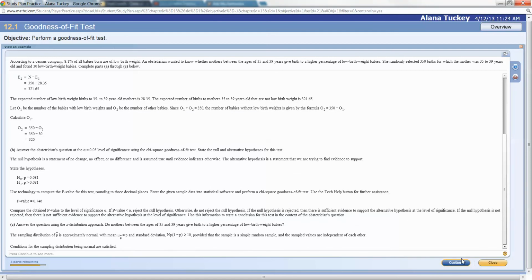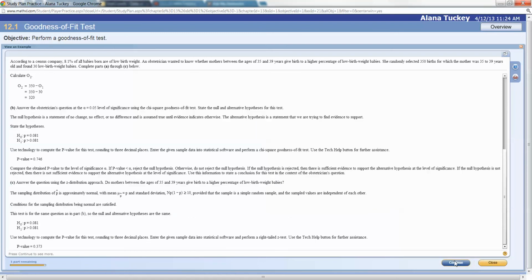Then they want you to do it over again, but with what we learned in chapter 10, which is using the normal distribution. Instead of doing this as a goodness of fit, because there's only one proportion really, goodness of fit works really great when you have multiple proportions. But when you have a single proportion, you could do goodness of fit, or you could do the z-distribution approach, which we learned in section 10.2. This would be the same null and alternative hypotheses, because it's still the proportion is greater than 0.081.